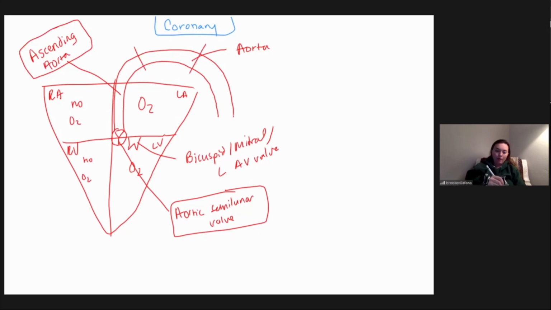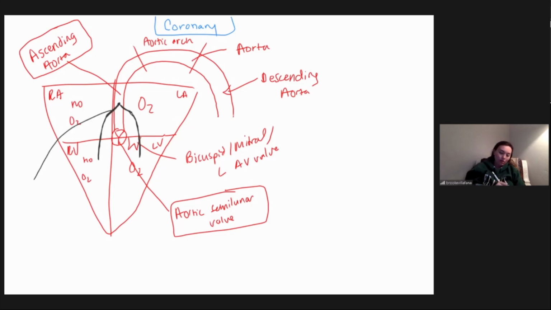This part right here, we actually call the aortic arch. And then as it goes down, we call it the descending aorta. Okay, and we're going to talk about the branches off the arch in just a second. The very first thing that comes off of the ascending aorta are the coronary arteries. So I'm going to do this in black just to make it stick out. So they kind of branch, and they're going to supply both sides of the heart.